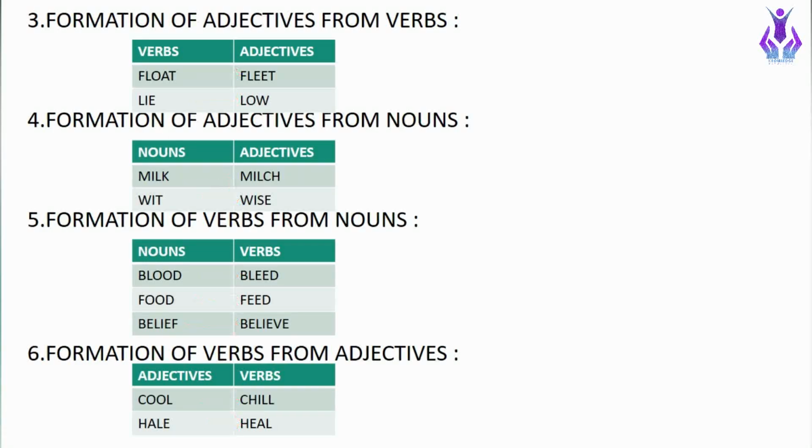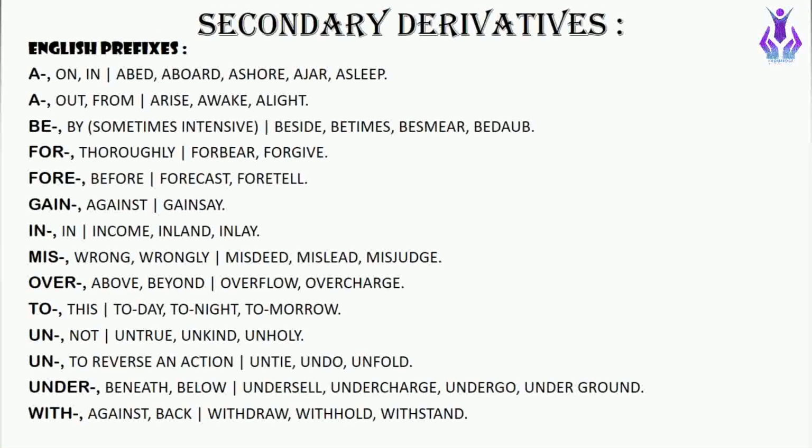So these are some of the examples of our primary derivatives. There are so many examples of these. We cannot cover all of them because our English dictionary is quite wide and deep. So here are some general examples, and I just gave those examples to clarify what compound words are and what primary derivatives are.